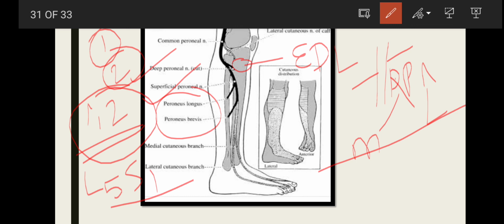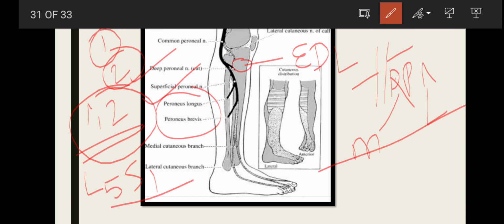Then it goes towards the peroneus longus. It goes between the peroneus longus and peroneus brevis, and ultimately it reaches between the peroneus brevis as well as extensor digitorum longus. So the course is between the peroneus muscles. That is what you have to know. Superficial peroneal nerve, the course is between the peroneus muscles and it descends down.